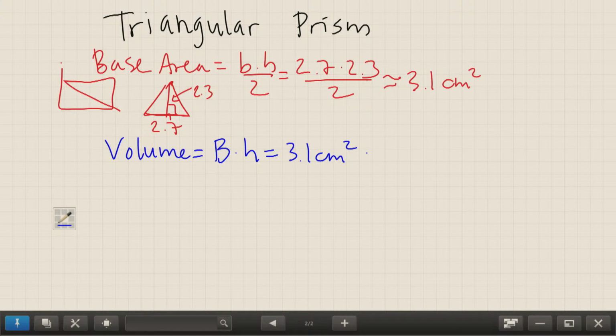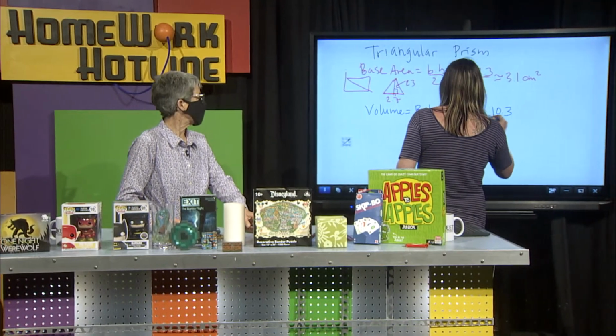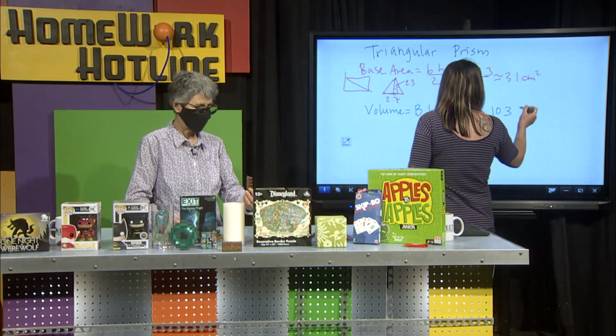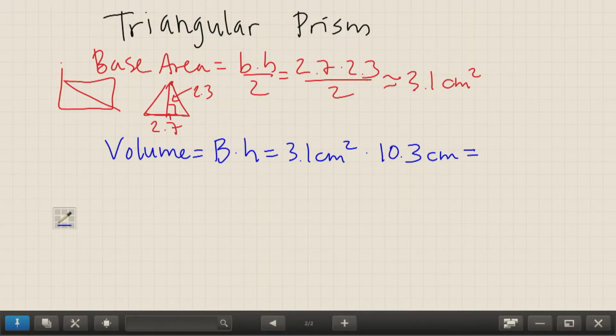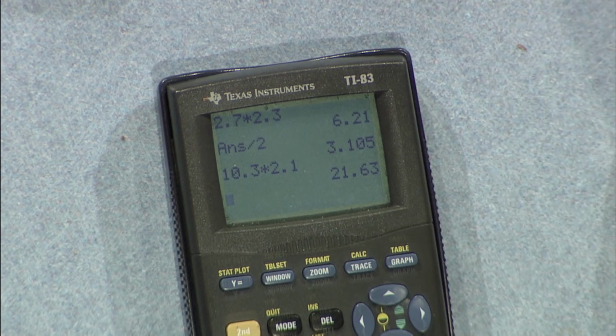Obviously, you're going to lose some of it with all the gaps, but gaps, we don't care. 10.3 is the height. If we had measured the outside of the package, it's more what they fill in inside the package. And what is that? 10.3 times 3.1 times 2.1 equals 21.63. So about 21.6.